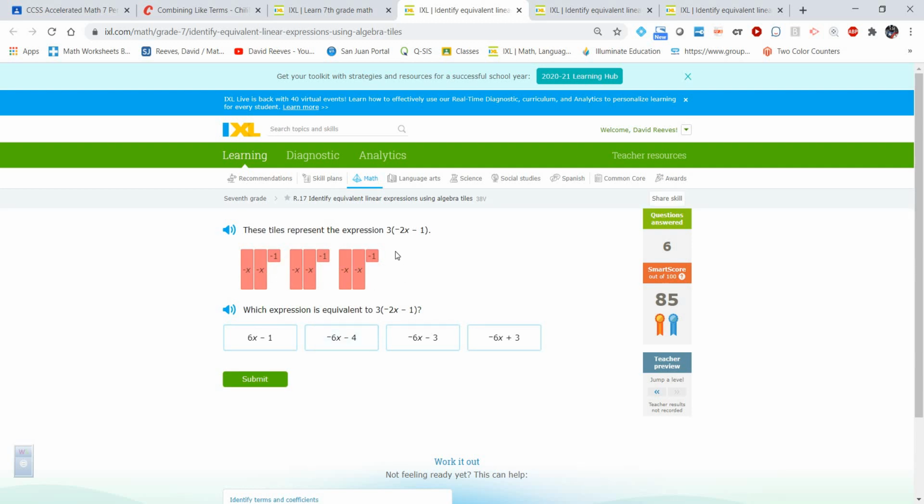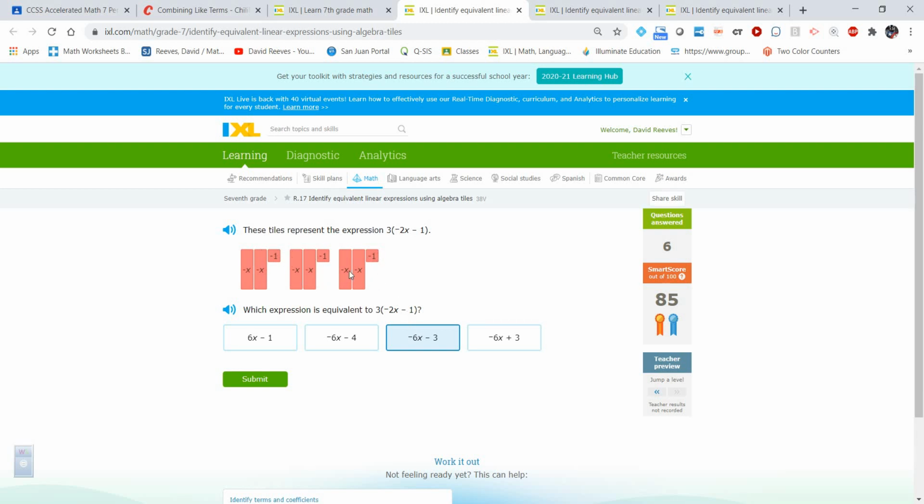Oh, wait a second. They've got a distributive property one. Excellent. So what is it saying? I have 3 negative 2x minus 1s. So if I were to distribute, what's 3 times negative 2? It's negative 6x. And what's 3 times negative 1? It's negative 3. So I have negative 6x minus 3. If we count 2, 4, 6 negative x's, 1, 2, 3 negative 1s.